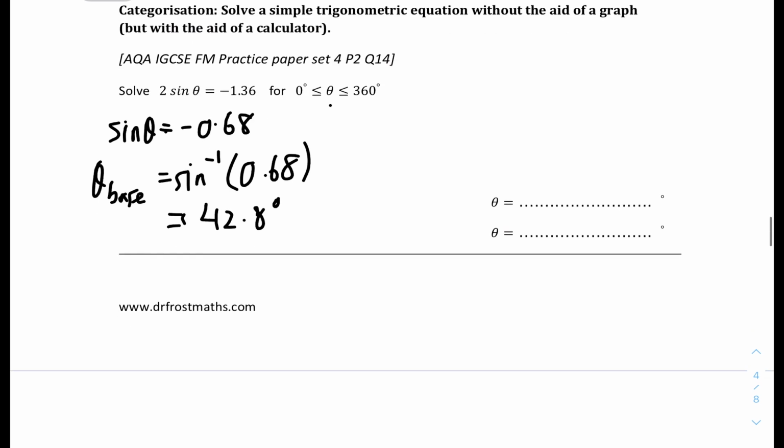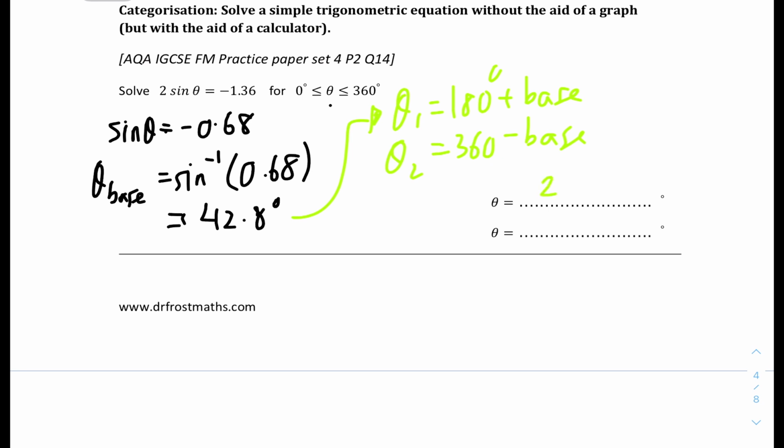To get the first answer, the first answer will be equal to 180 plus the base answer. And the second answer will be 360 degrees minus the base answer. So 180 plus the base answer will get you 222.8. And the second answer, 360 degrees minus the base answer, will get you 317.2. And these two are the answers.